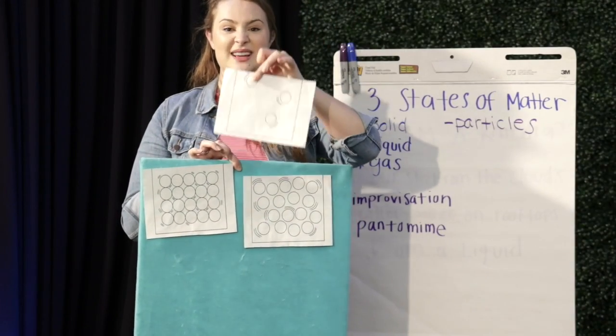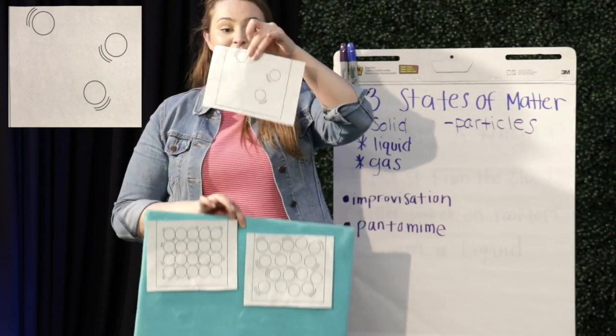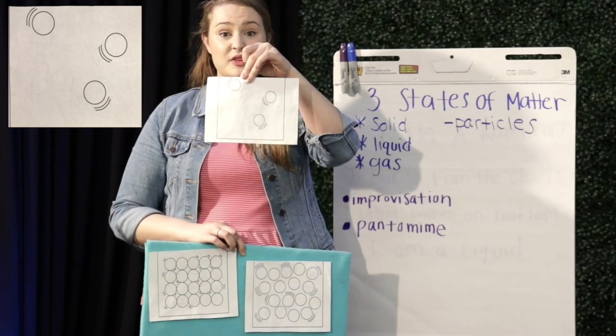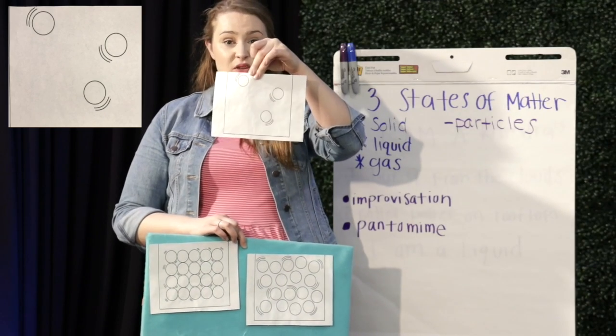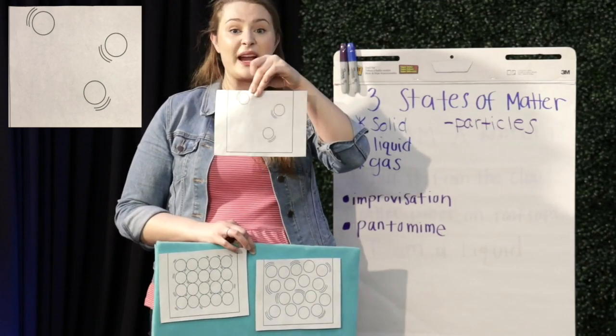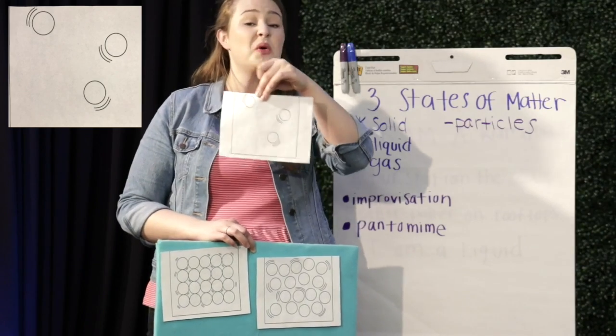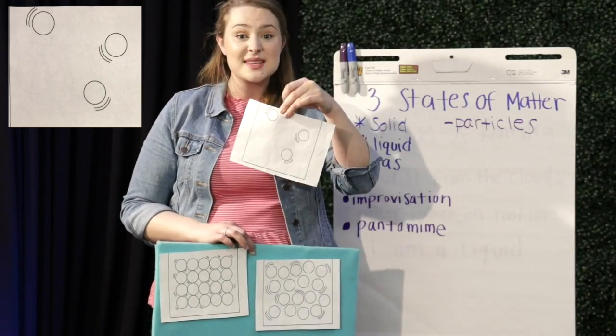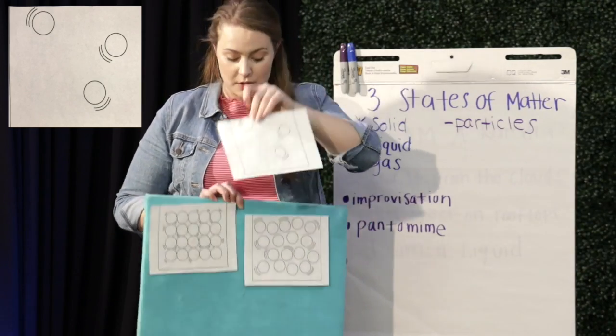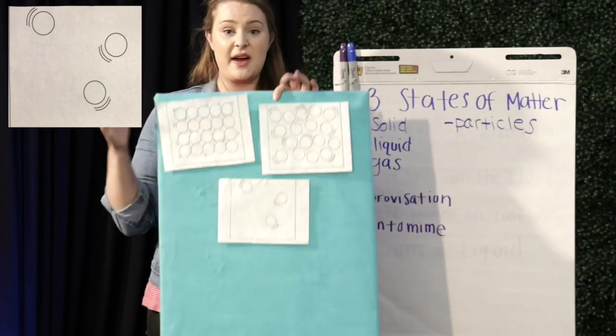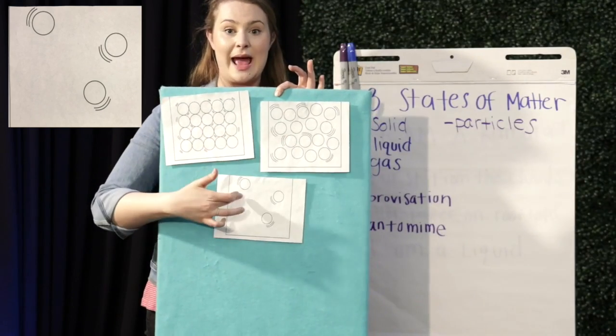Gas is our last particle picture here. Look at how much space these particles have to move around. There's so much space to move that they can move quickly, they can go anywhere they want, so they spread out like smoke in the sky, like fog outside. Those are gas particles, right? So you have identified all three, solid, liquid, and gas.